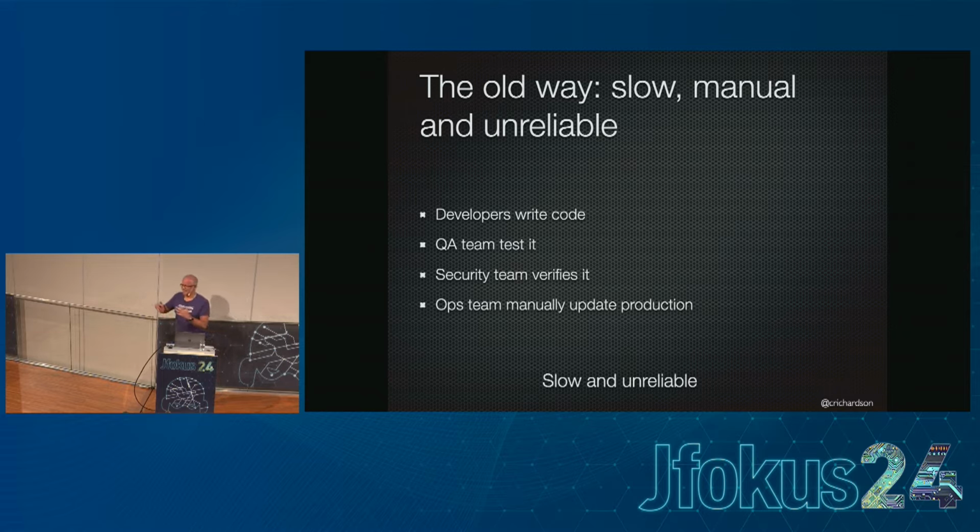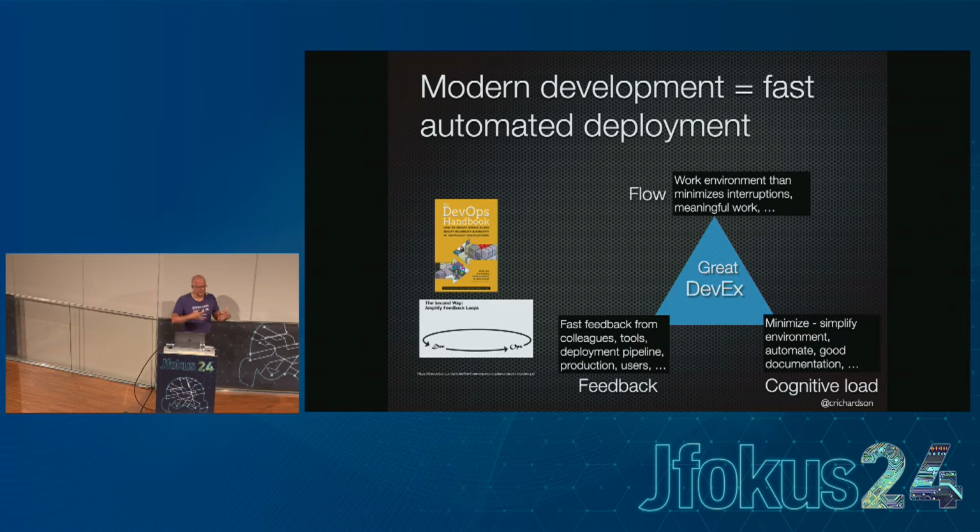And then ultimately it gets given to the ops team, who somehow update the production environment. Maybe they SSH into machines and copy files around. But that's sort of the old way. It's slow, it's manual, it's unreliable. So modern software development is really about fast, automated deployment.